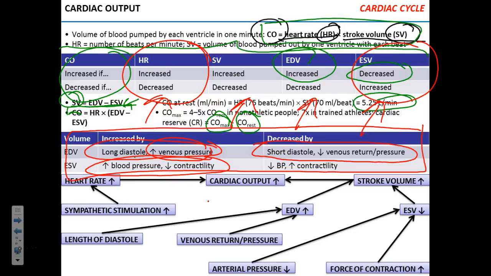When ESV becomes lower, what happens to the stroke volume? It goes up. So again, we're talking about the athlete. Stroke volume goes up. What's going to happen to heart rate in the athlete? Yes. Now you start to see why it goes down.